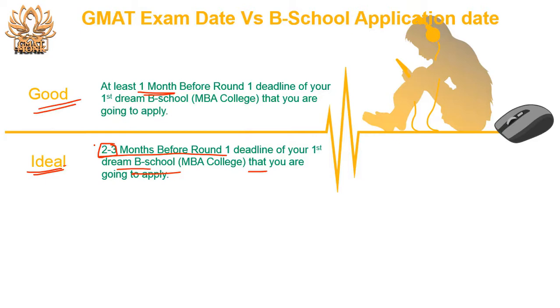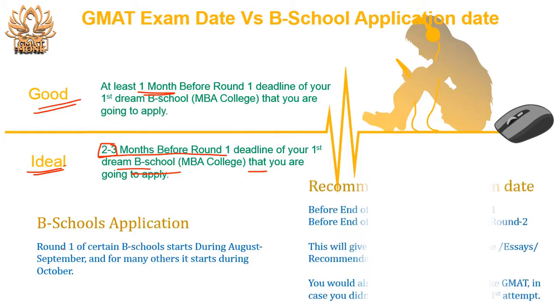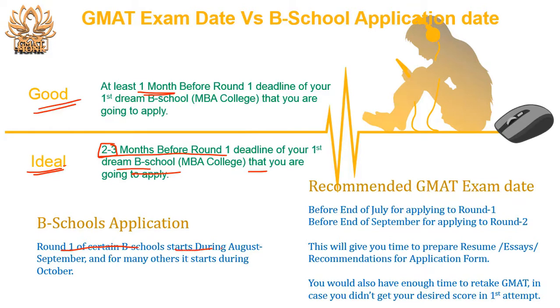So it would be ideal that you have 2 or 3 months in your hand. Round 1 of certain B schools starts during August or September, and for many others it starts during October. Let's say we are considering September as your round 1 deadline of your first dream B school. So you should finish your exam at least by mid-July.